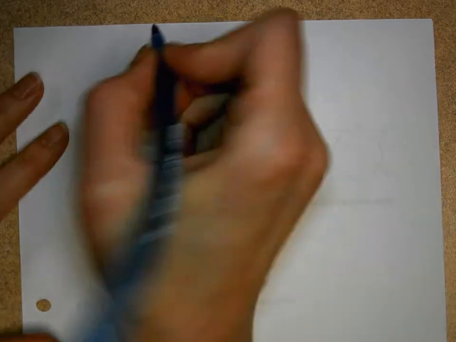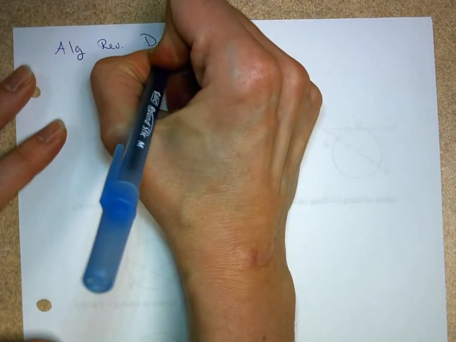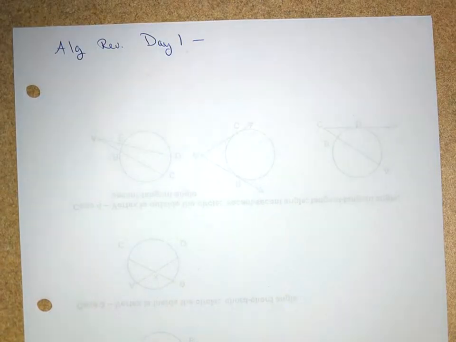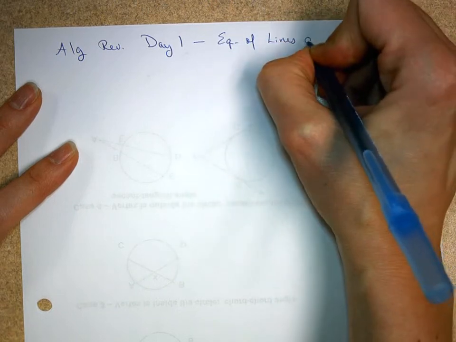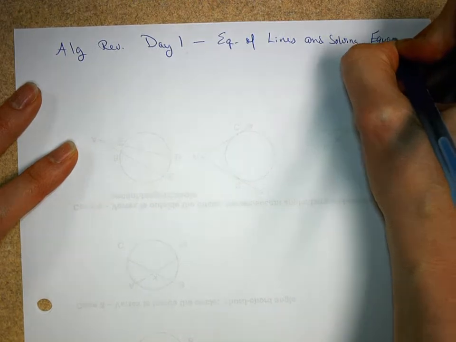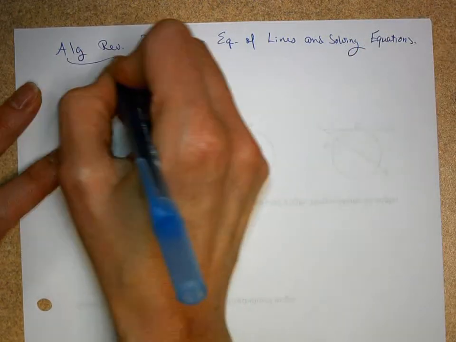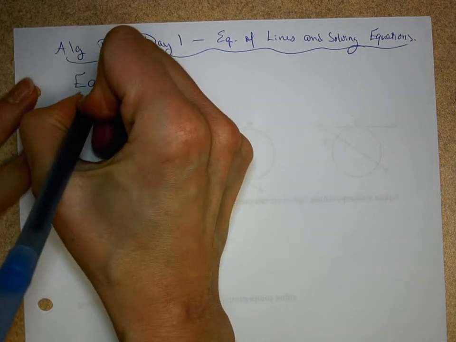All right, first thing I need you guys to label today, this is Algebra Review, Day 1. And we're going to call this Equations of Lines and Solving Equations. So that's what we're covering today, equations of lines and solving equations. Now, we're not covering every way of solving equations. We're just going to get some of the basics that we've had before. But first of all, let's talk about equations of lines.